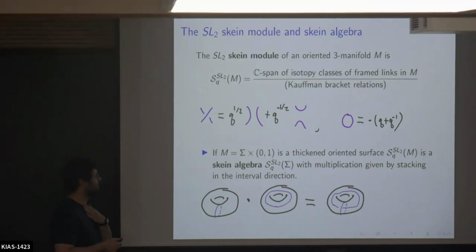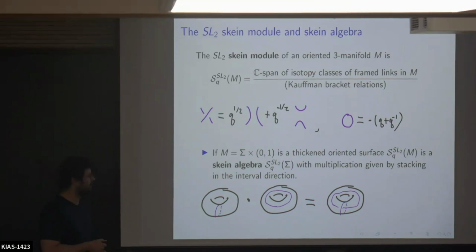But for Skein algebras of surfaces, so that's in the special case that your three manifold is just a surface cross an interval, then you have a projection onto the surface. So you can talk about link diagrams now on the surface, whereas in a three manifold, a link diagram isn't a thing that you can consider. But in a thickened surface, you can consider the diagram of a link on the surface.